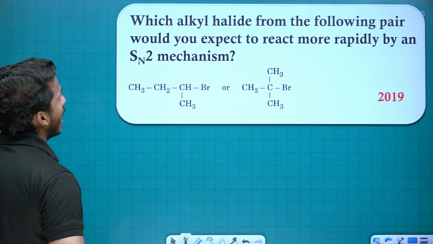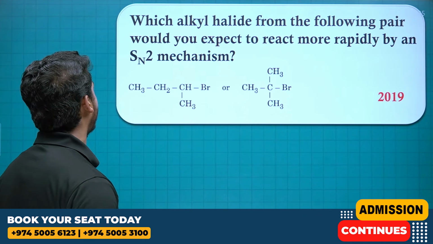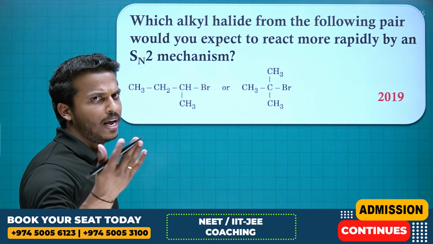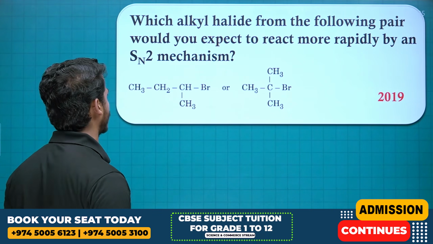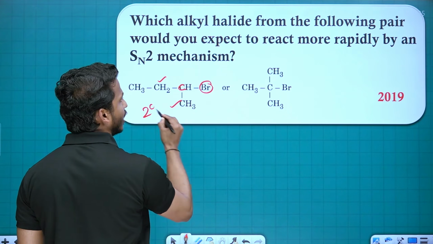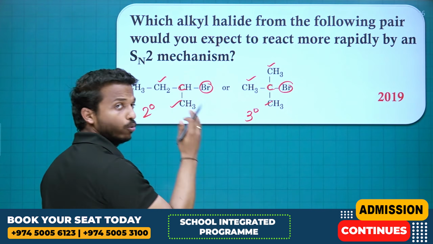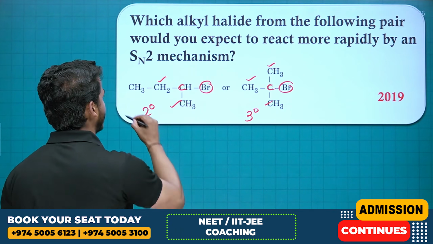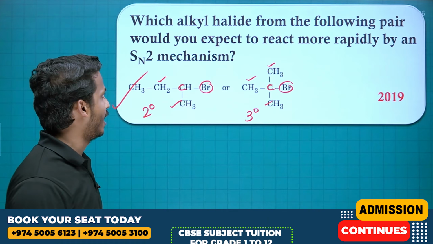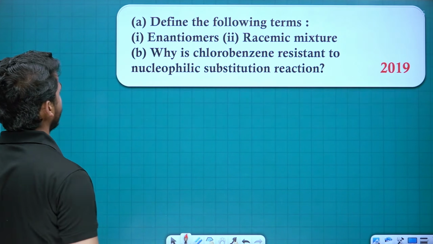And then, which alkyl halide from the following pair would you expect to react more rapidly by SN2 mechanism? SN2 mechanism means primary is most reactive, right? Here the halogen-connected carbon is connected to 2 carbons, it is secondary. Here the halogen-connected carbon is connected to 3 carbons, it is tertiary. Out of secondary and tertiary, which will undergo faster? Secondary will undergo reaction faster because of less steric hindrance.